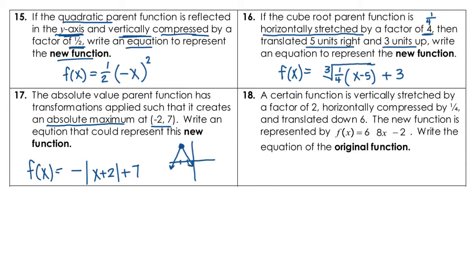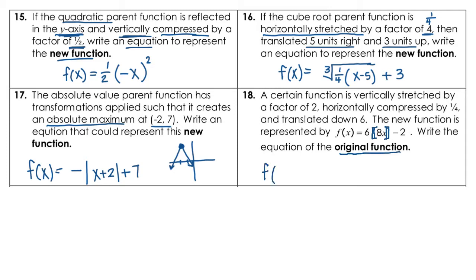All right, number 18. Let's see. It looks like this did not copy over well. On this, you should have, I would believe, the greatest integer function right here. Okay, and so now let's see what we've got. We have a certain function that is vertically stretched by a factor of 2, horizontally compressed by 1/4, and then translated down 6 units. And the new function is what we're given, and we need to find the original function. So we need to go back and undo a lot of these things.